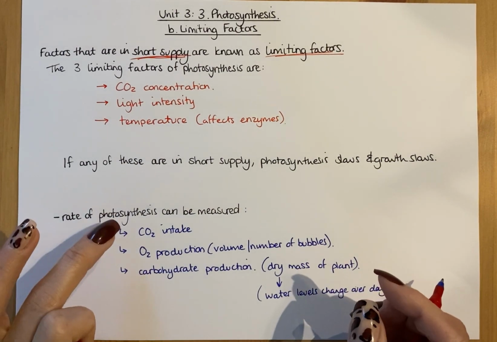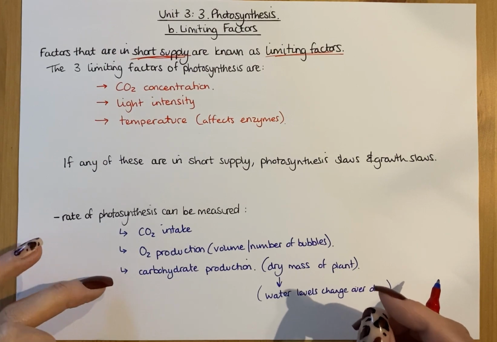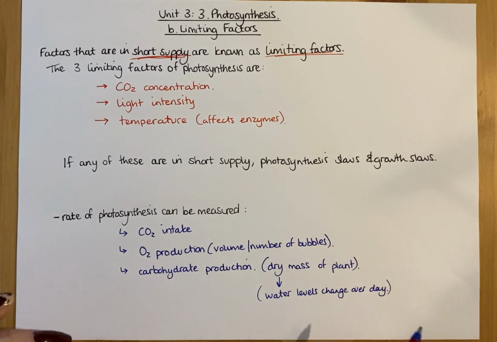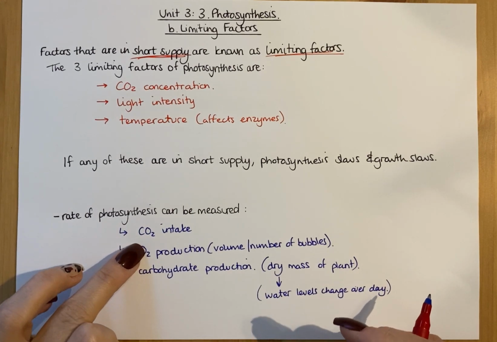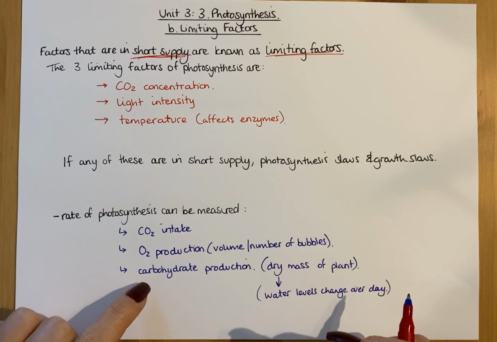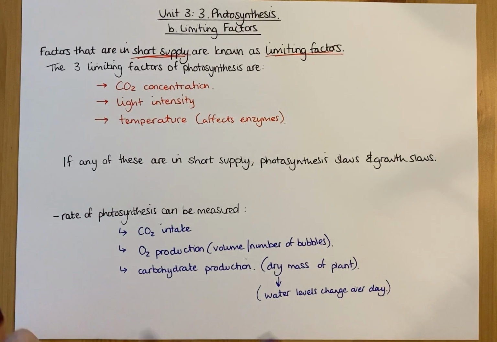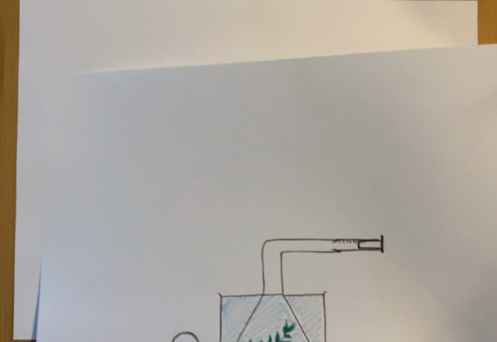Okay, so all these can be used to determine the rate of photosynthesis, how fast it's going. Right? A plant that is not photosynthesizing very fast won't take in much carbon dioxide, and it won't produce much oxygen, and it won't produce much carbohydrate. Okay, so what I'm going to do now is show you a quick setup of an experiment, which is often shown to show the rate of photosynthesis.